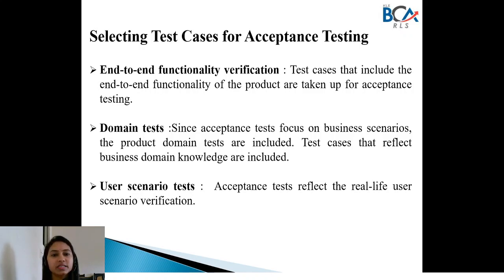And the next one is domain tests. Domain means you have to have an understanding of the complete domain, so overall knowledge of the product should be there. Since acceptance testing focuses on business scenarios, the product domain tests are included. So your acceptance testing is mainly focused on business scenarios: how does this application work with business requirements? Test cases that reflect business domain knowledge are included. So you should have domain knowledge to have this domain test.